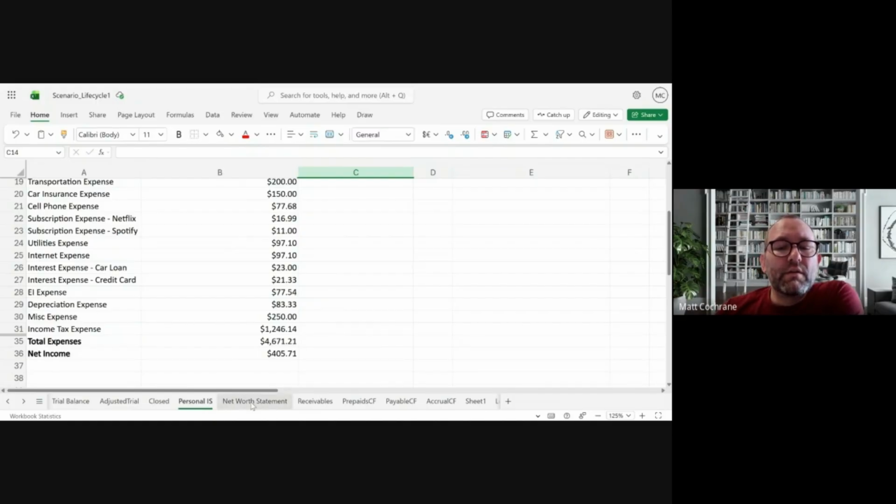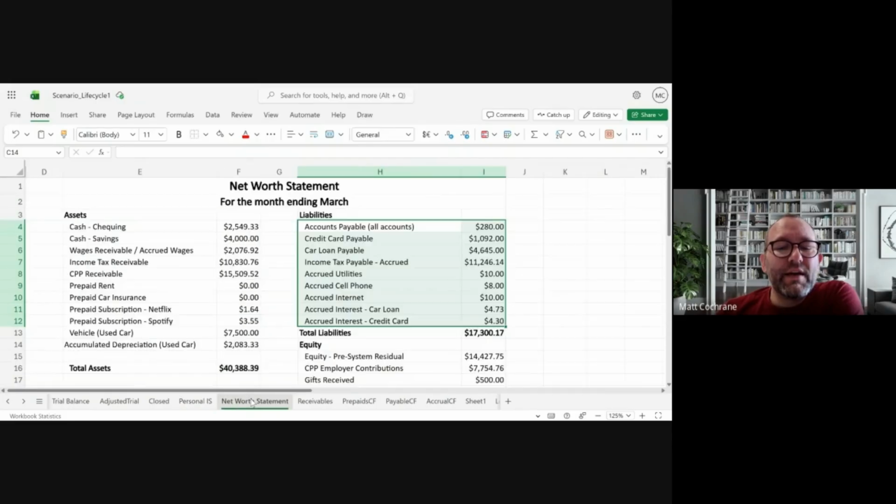So we have our personal income statement, our net worth statement. We have a number of different assets and liabilities. In this particular case, at the end of the month, we have our checking account balance. Okay, and if we've done the bank reconciliation process properly, then the balance here should equal the balance in our checking account.